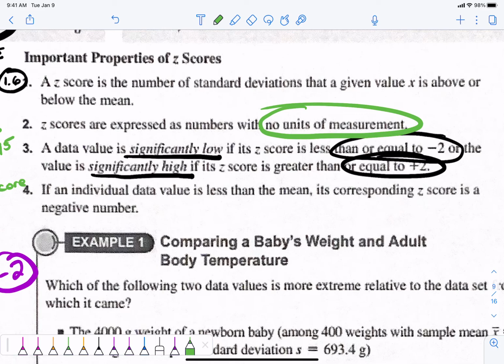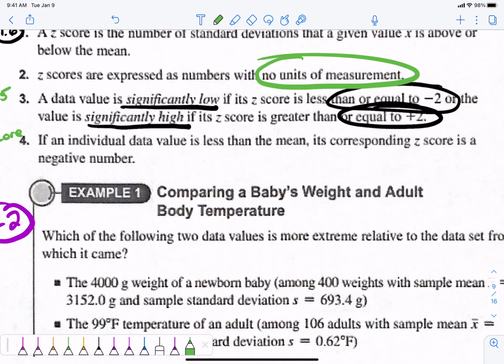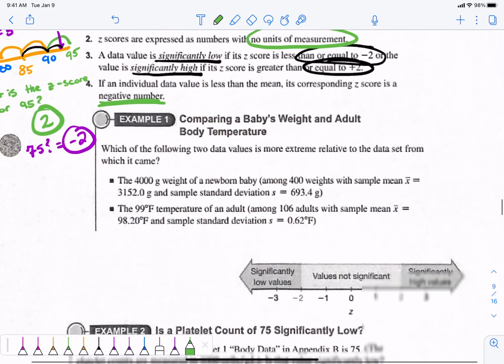It's a score. All right, number 4 says an individual data value less than the mean, the Z-scores are going to be negative numbers. So you can have negative numbers for Z-scores. If it's negative, it's below average. If it's positive, it's above average. If it's exactly at 0, you are on the average. Make sense? Okay. All right, let's do an example.